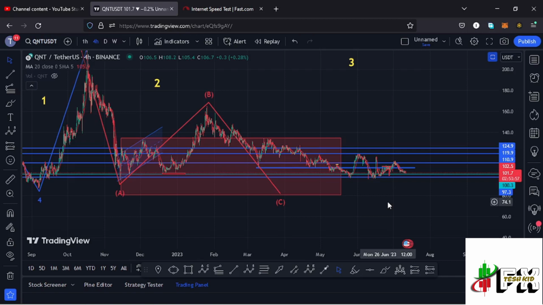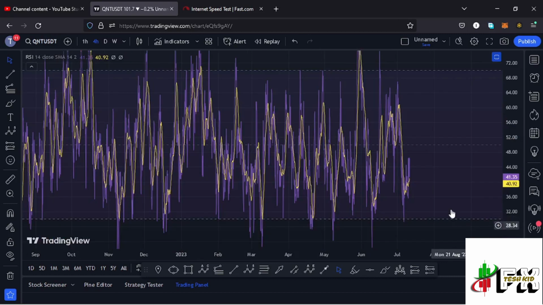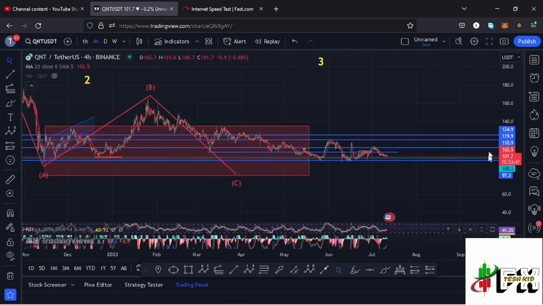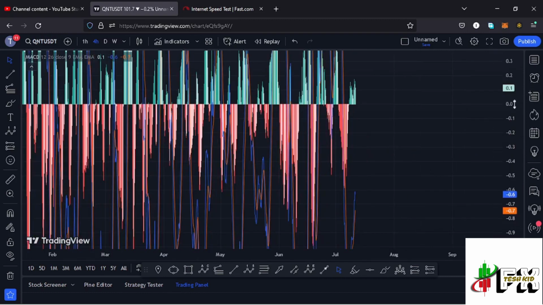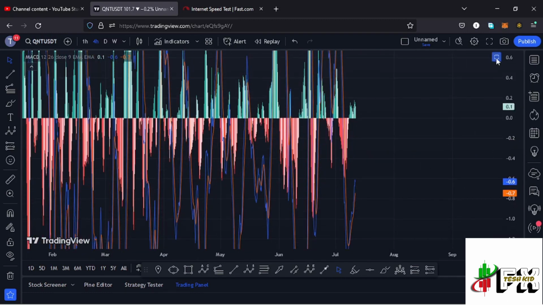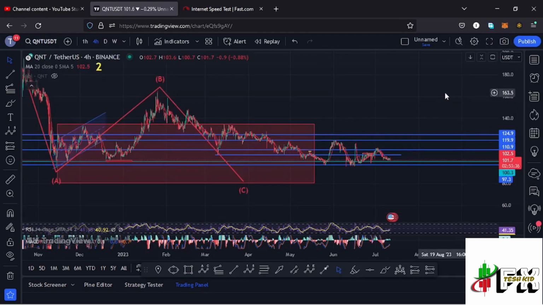Those are the two possible scenarios that I'm expecting here on the Quant chart. Also taking a look at the indicators, on the RSI we are trading at around the 40 mark. On the MACD, we have been able to print a bullish cross, fully supporting higher prices. So let's be patient and see how that plays out, and I will be keeping you updated.